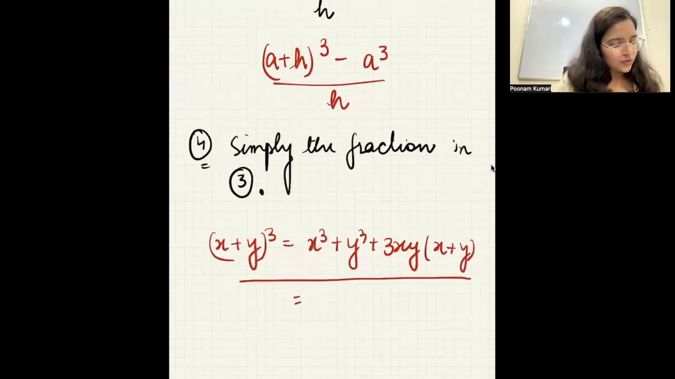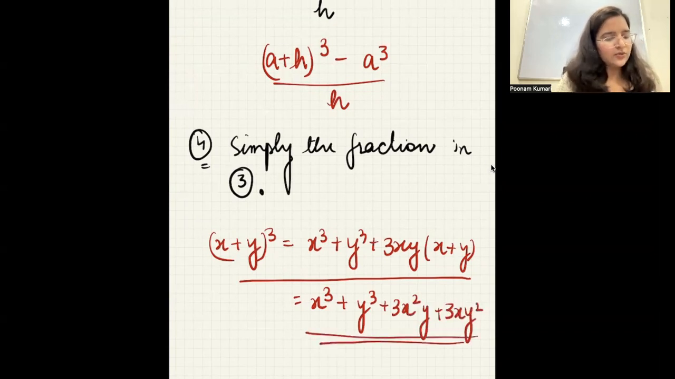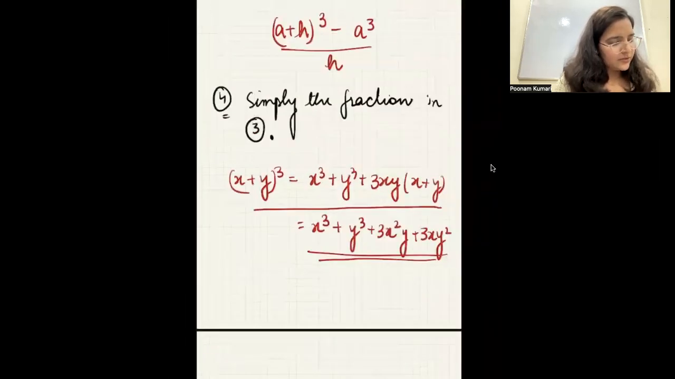Theek hai? So that is nothing but x cube plus y cube plus 3x square y plus 3xy square. So is tarike se aap expand karte ho. To main kya karti hu? Isko expand kar leti hu. And then I'll just subtract it by this and then see ki hum kitna simplify kar sakte hain. So ab hum log kya karenge? We will just do this.